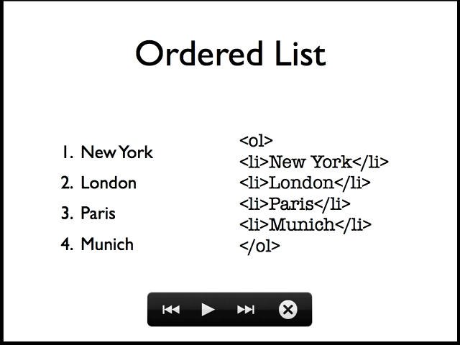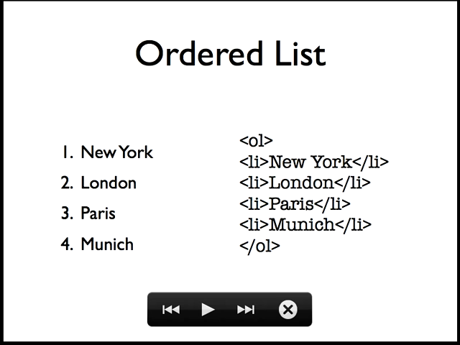You'll notice here that where we have New York, London, Paris, and Munich, there are no numbers in there. The browser puts in the numbers as part of its displaying an ordered list. And it gives the first one the first number, the second one the second number, the third one the third number. Typically that's 1, 2, 3, 4. It may be A, B, C, D, maybe Japanese, Chinese, whatever.